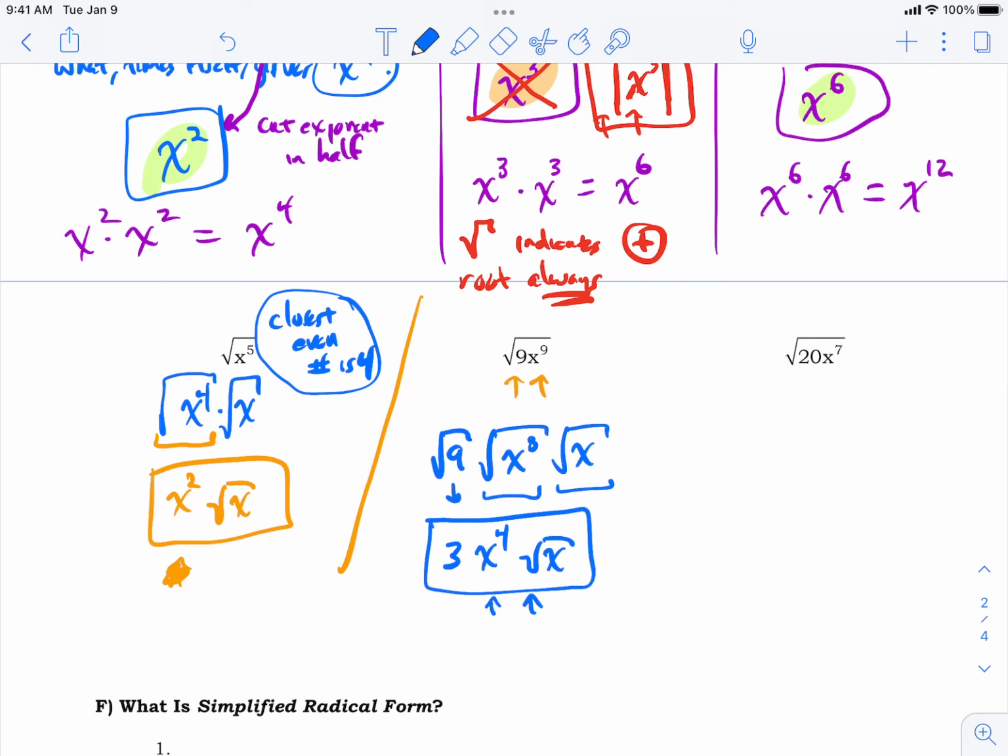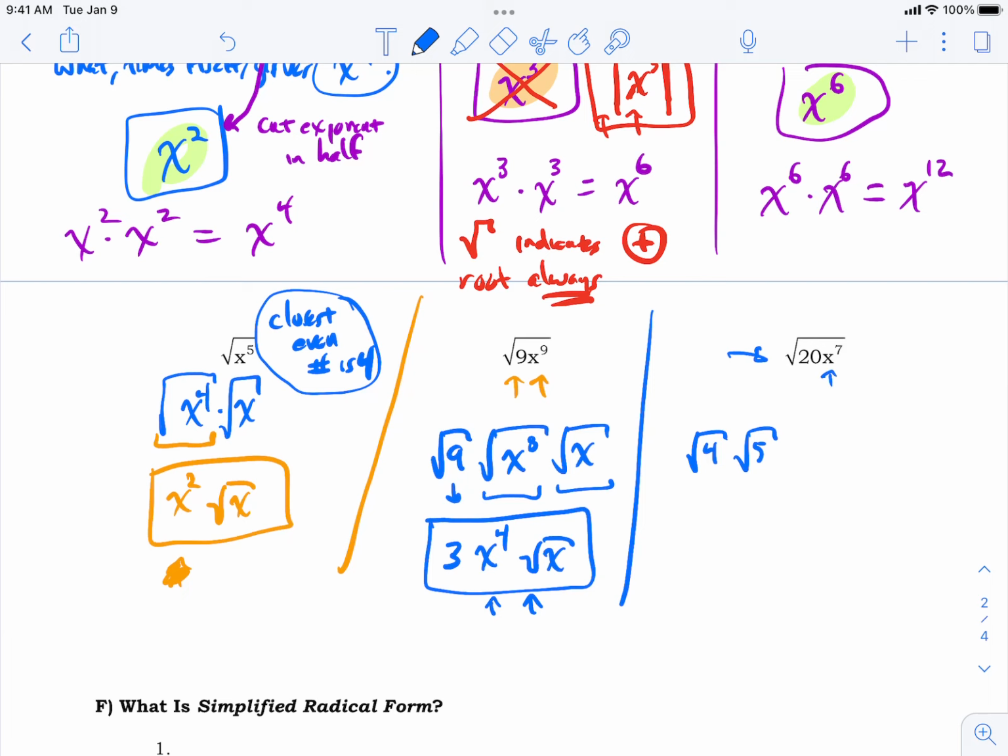Want to try this one? So you have to handle the 20 and the 7 separately. So as far as the 20 goes, I'm thinking, it's got a 4 in it. 20 is like a 4 times 5. So let me write this out kind of neatly then. So I'm going to think of the 20 as a 4 and a 5, right? The 4 will be simplifiable. Radical 4 is simplifiable. I'll do that later.